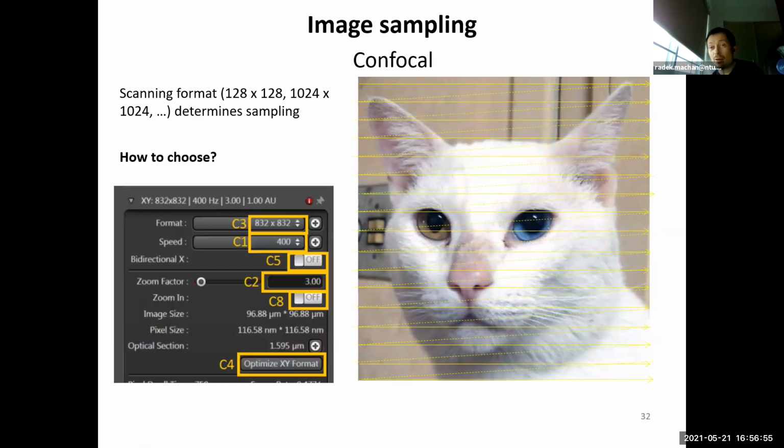So the question is how to choose it. Of course, I can look at the numerical aperture of my objective and calculate what is the resolution, and according to that determine the pixel size. But the manufacturers of the microscope make our life easier. So typically there's always some button which says something like optimize format. If you press this button, it will set automatically how many pixels you need to have your field of view properly sampled.